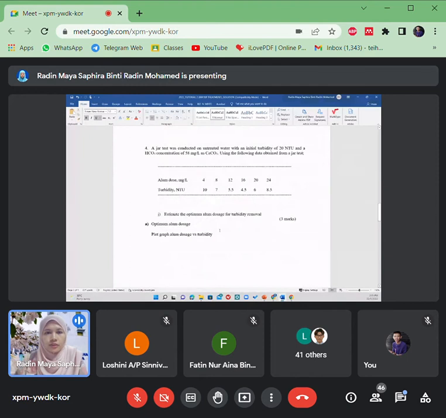Okay, question number 4 is about the jar test. Jar test of this untreated water. This is the easiest way to explain in the lab, right? In the laboratory, when we have water with a certain turbidity. What is turbidity? I'm asking. Who wants to answer? What is turbidity?